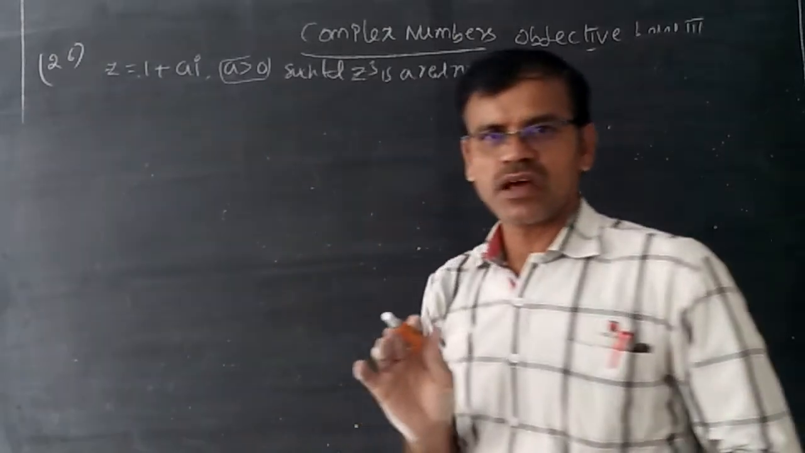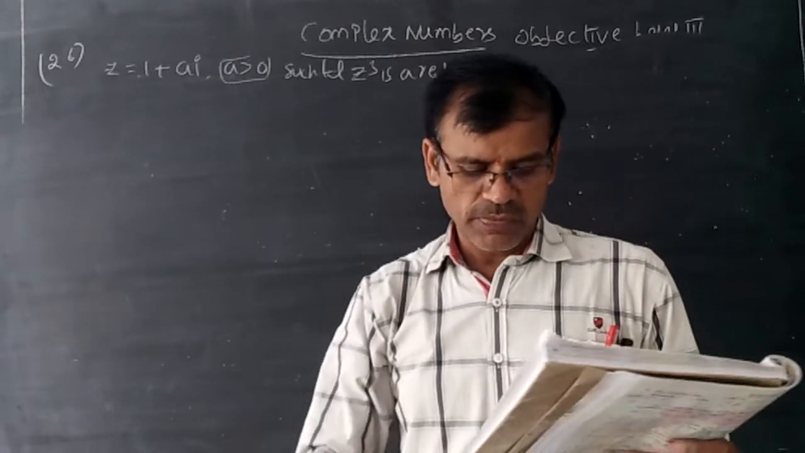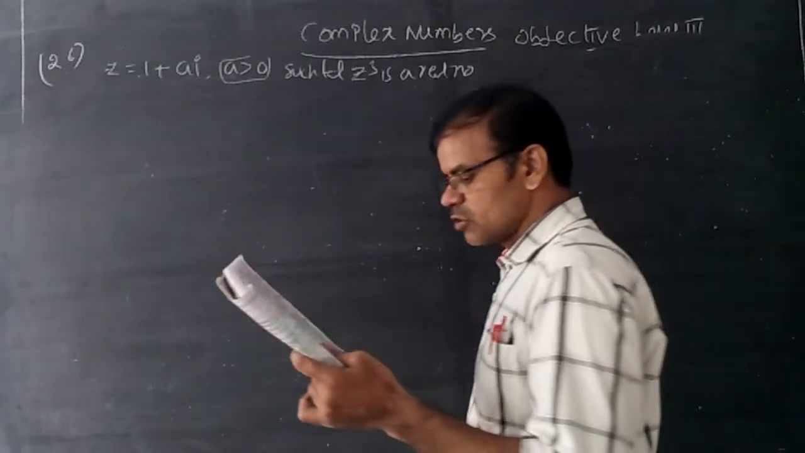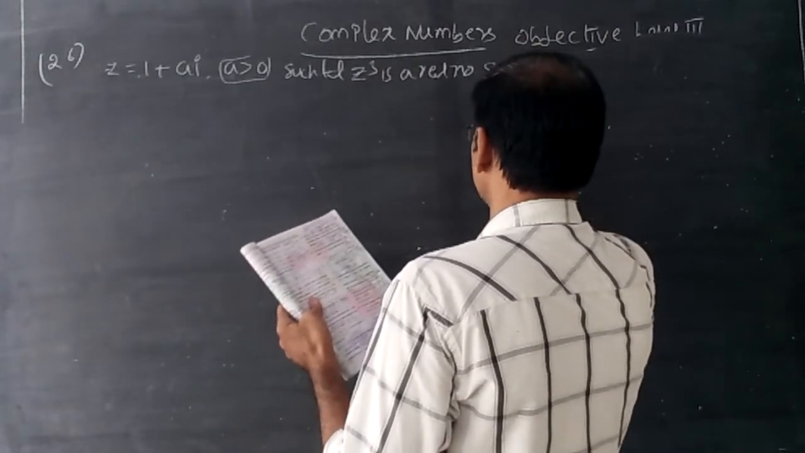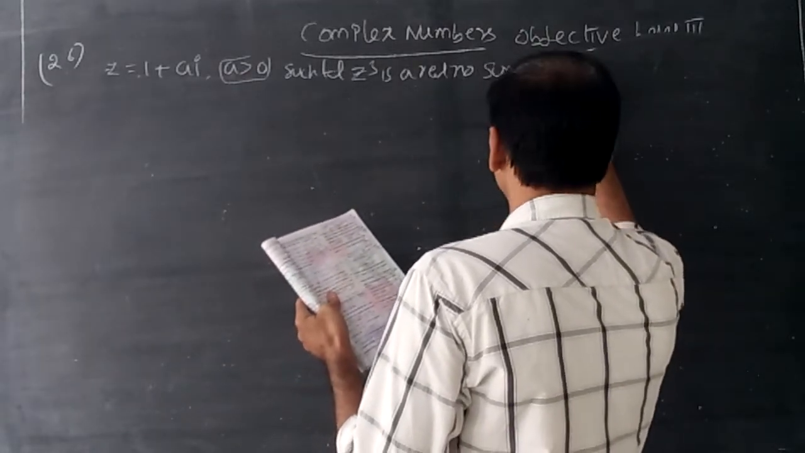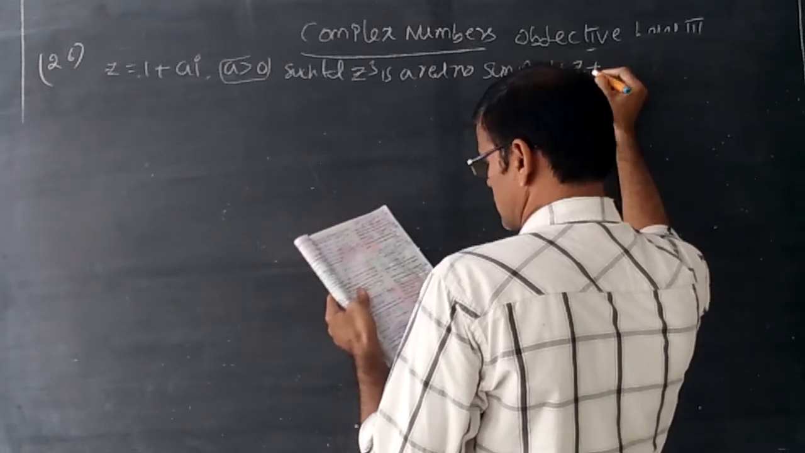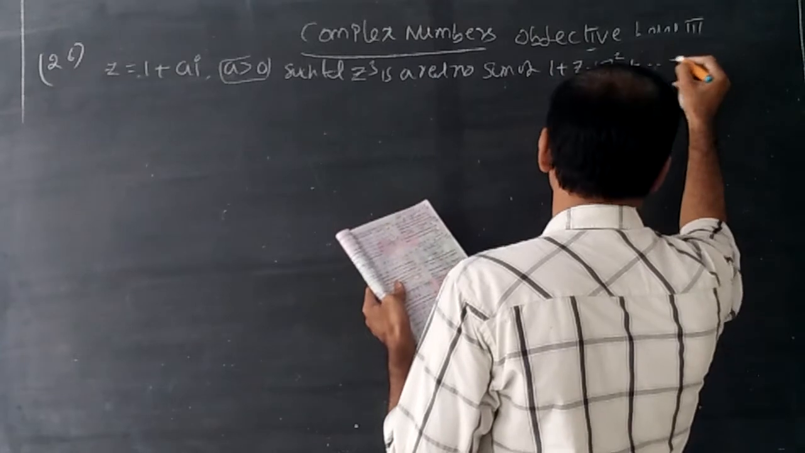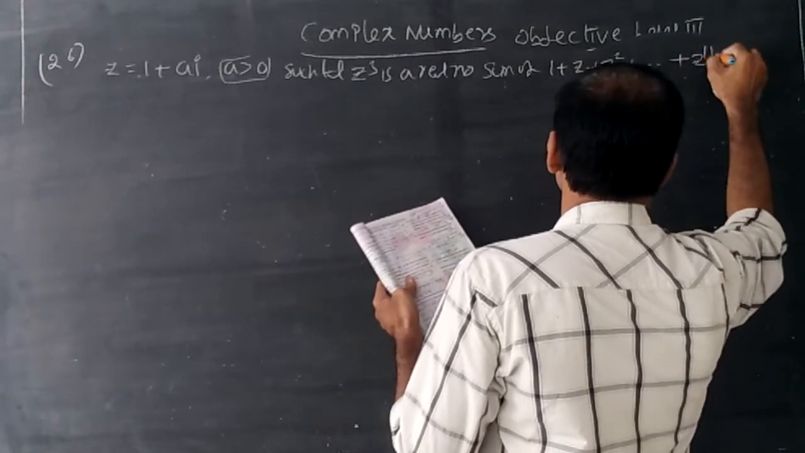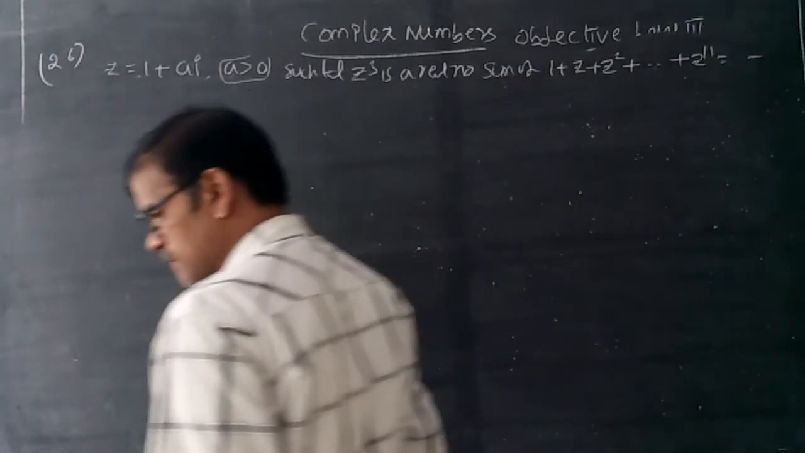That means it is not imaginary, so the imaginary part is 0. Z cube is a real number. Then the sum of 1 plus z square plus z cube plus z power 11 is equal to dash. It is a print mistake: it is z square plus z cube plus z power 11.